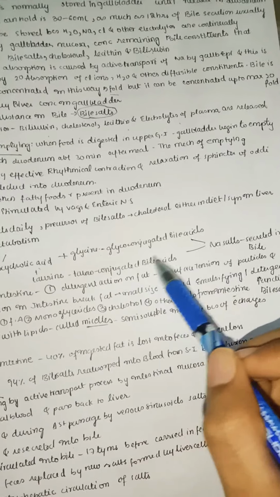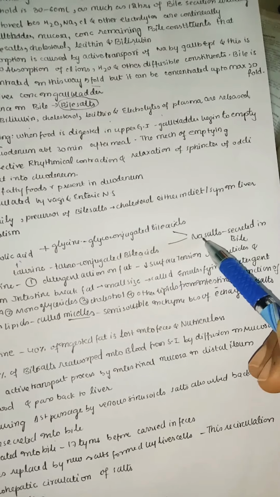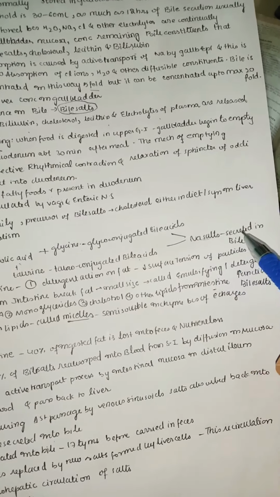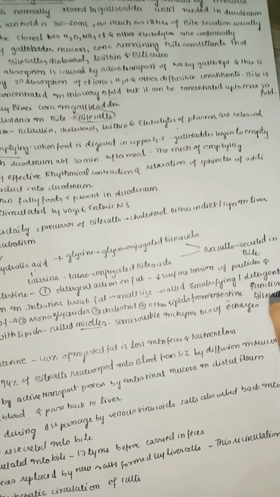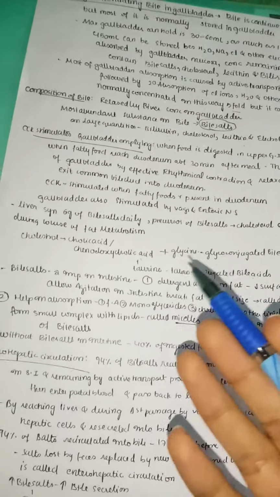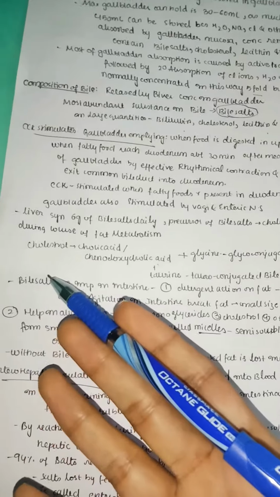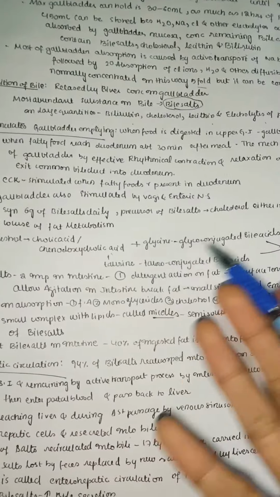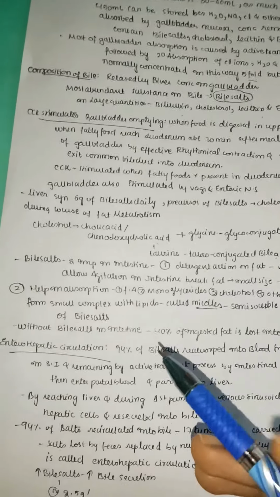Both of these bile acids form mainly sodium salts, and these sodium salts are secreted in the bile. So the bile salts are nothing but what is formed from cholesterol. By this breakdown they become conjugated and they form salts.